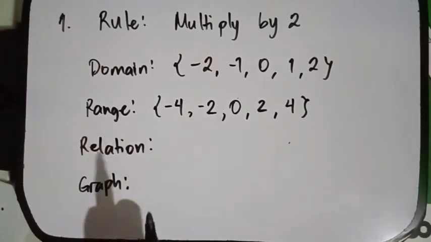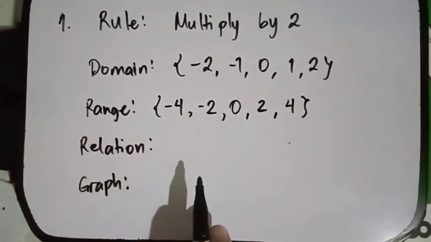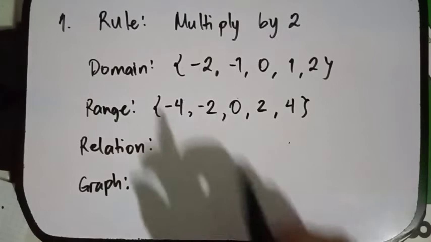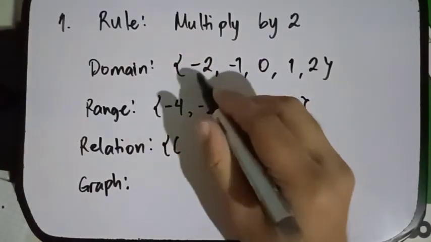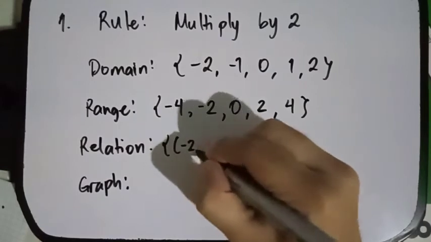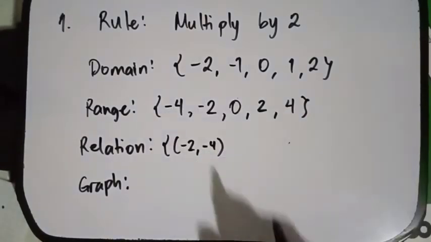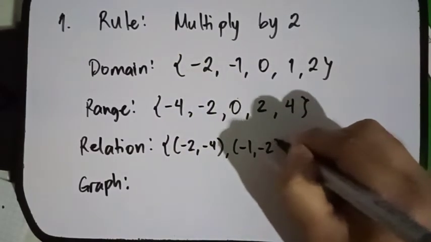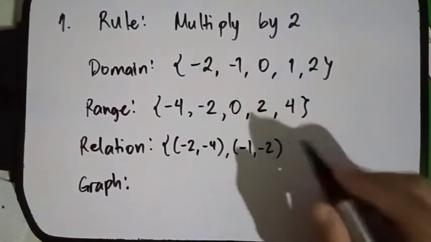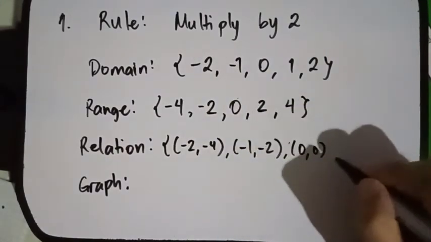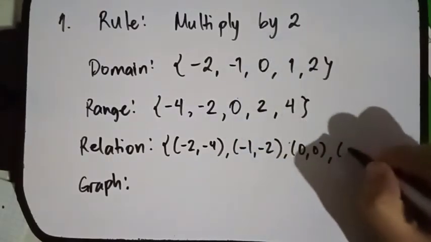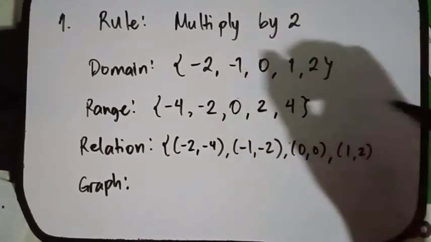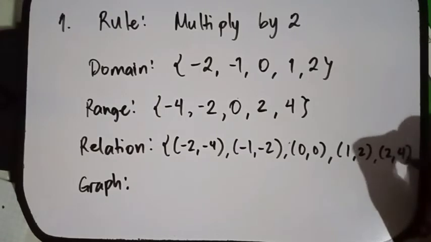Okay? And to create the relation, pagparisin natin yung x values sa corresponding y values. Okay? So that ito, negative 2, ipares natin sa negative 4. So we have negative 2, negative 4. Tapos yung negative 1, ipares natin sa negative 2. We have negative 1, negative 2. Tapos dito naman yung 0, ipares natin sa 0. 0, 0. Tapos 1, ipares sa 2. So 1, 2. And finally, 2 naman ang ipapares natin sa 4. So 2, 4. And that's it.